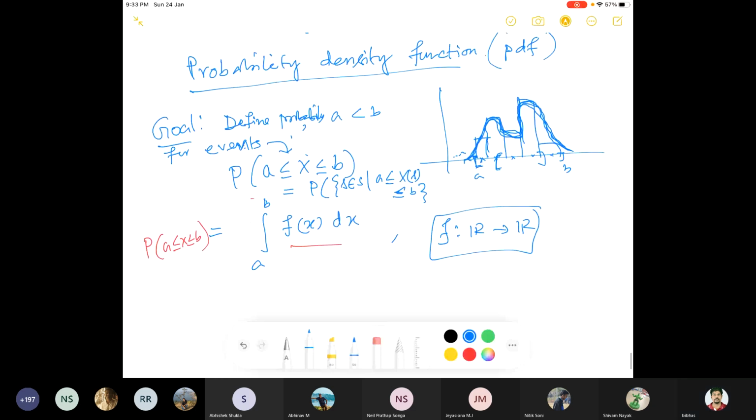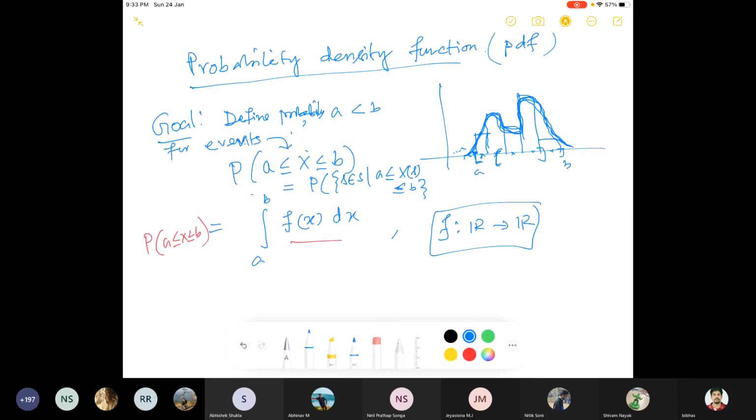Yes. Sir, you said that f(x) is a density function, but for a random variable, for a particular point, what is the meaning of density at that point? I'll come to that. Okay.